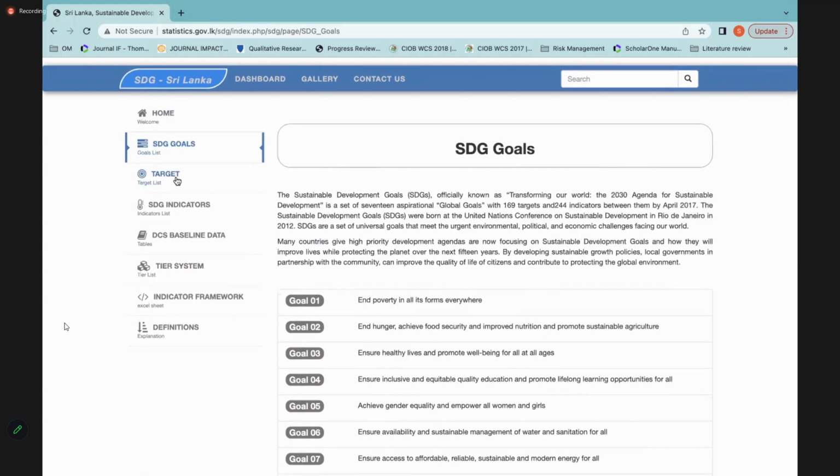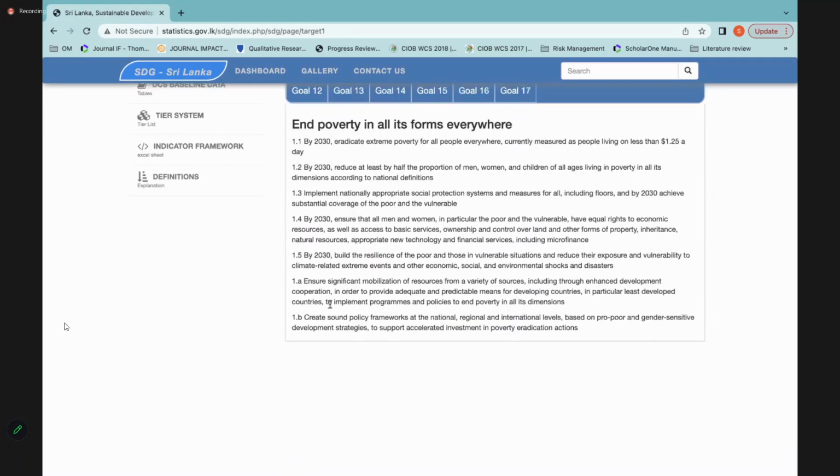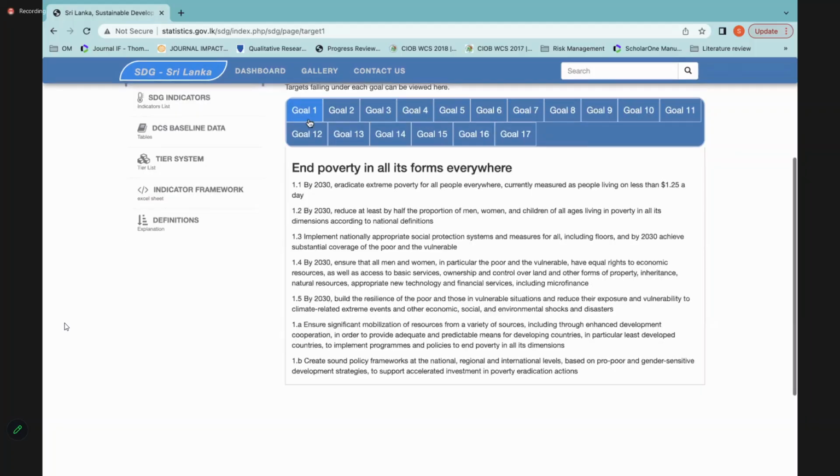So for each of these goals, there are targets you have to achieve. For goal 1, end poverty in all its forms everywhere, these are the targets that have been set. By 2030, you have to eradicate extreme poverty for all people everywhere, currently measured as people living on less than $1.25 a day. Likewise, there are specific targets for each of these goals.